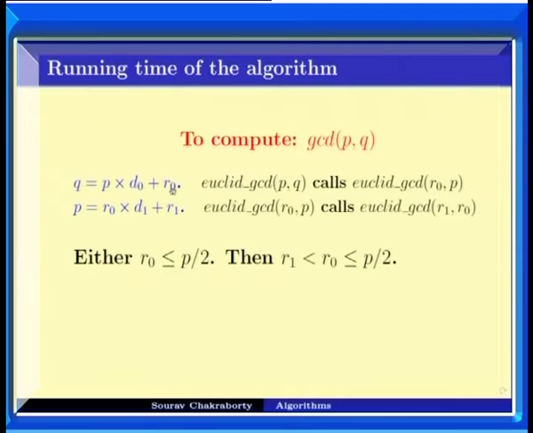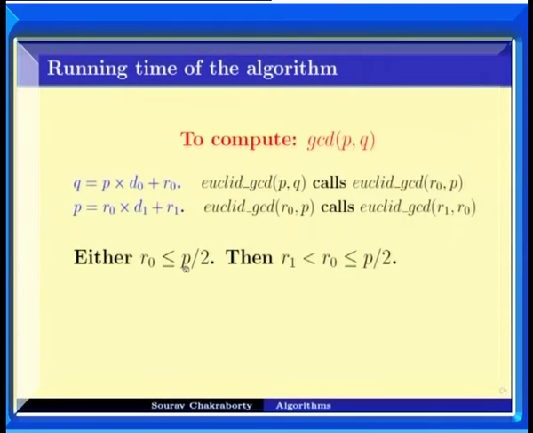Now, let us see. In the first case, either this R0 is less than or equal to half of P, which is P by 2. In that case, R1, which is strictly less than R0, will be less than or equal to P by 2. So, if R0, the first step itself, the remainder was less than P by 2, then R1, the remainder in the second case, will be less than P by 2.